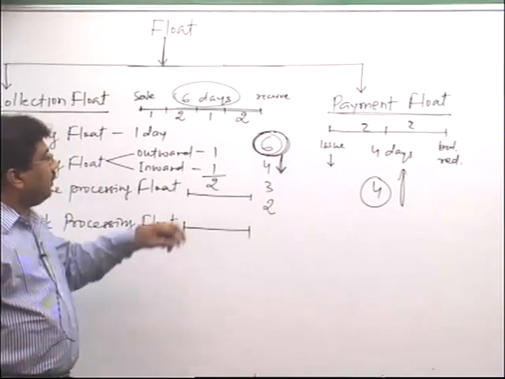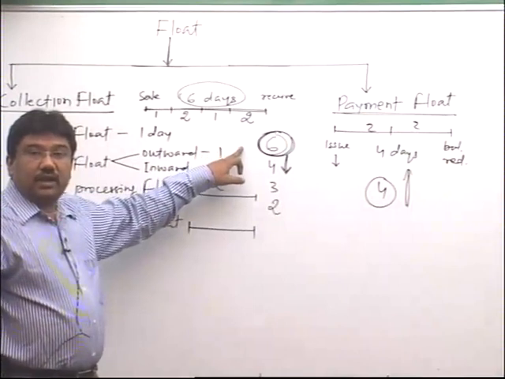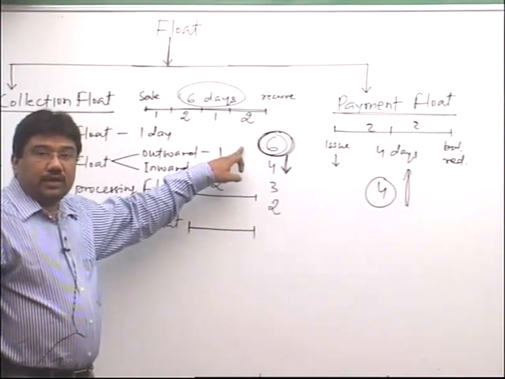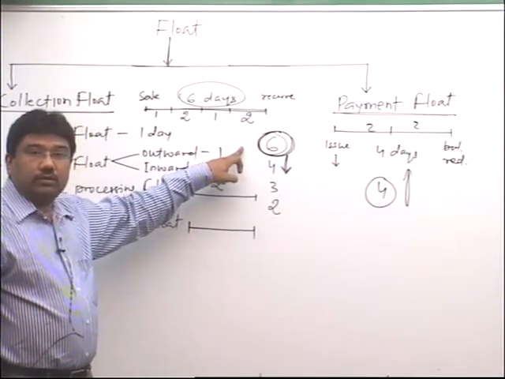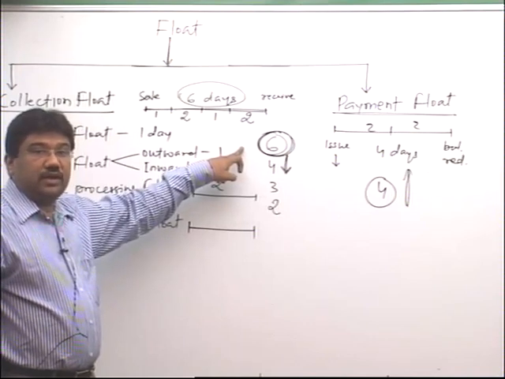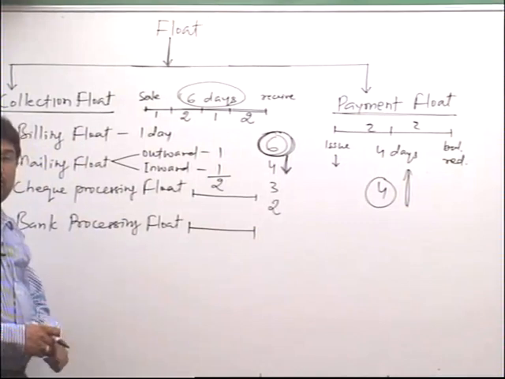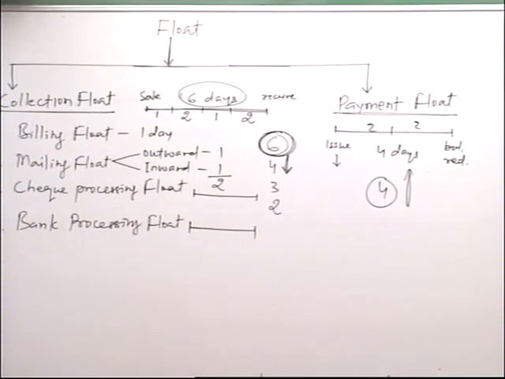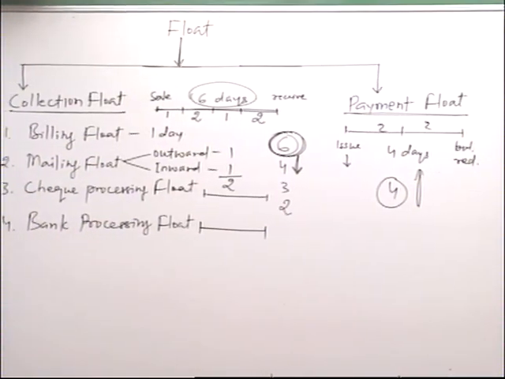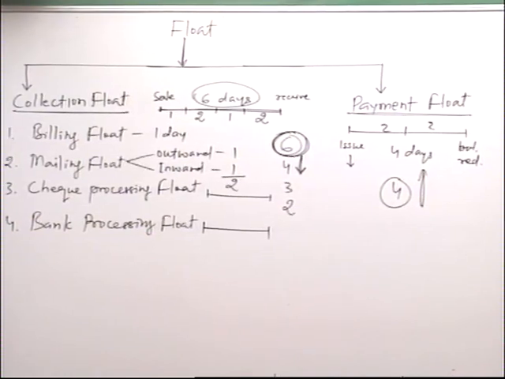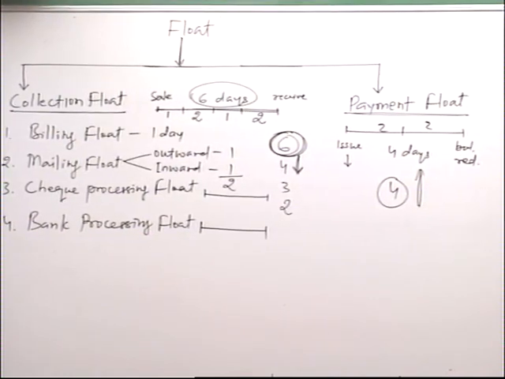So first we will do the theory of the techniques of reducing the collection float, and thereafter we will do sums number 8 and 9 because they relate to this reduction of collection float. Now please see your module. Next page, that is page number 107. First read concentration banking. This is one of the techniques of reducing collection float.